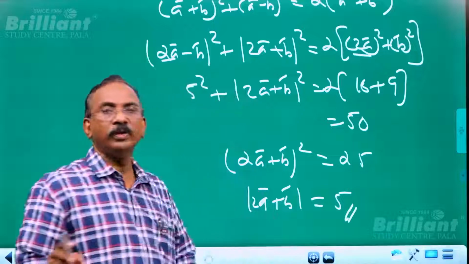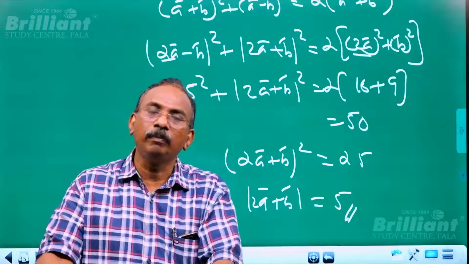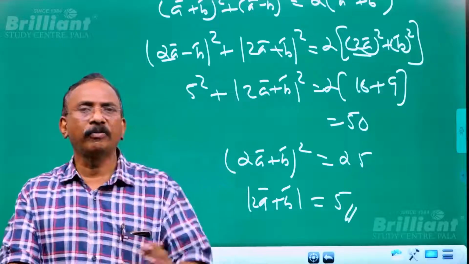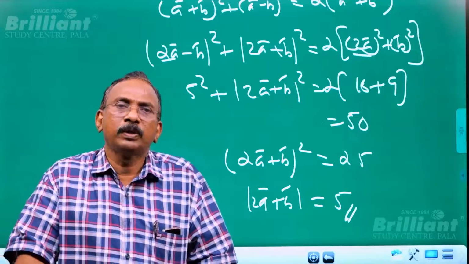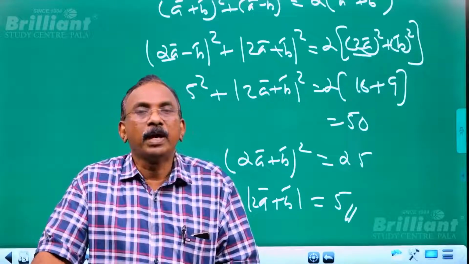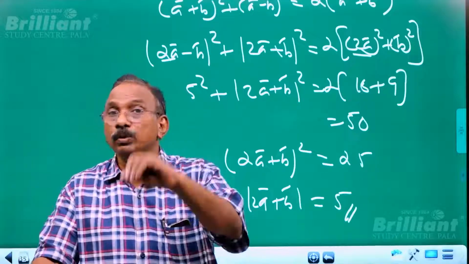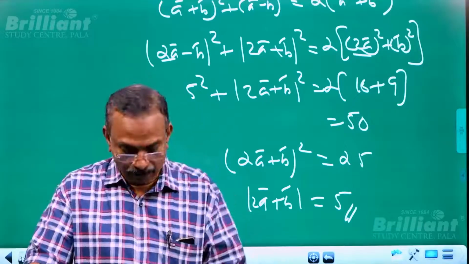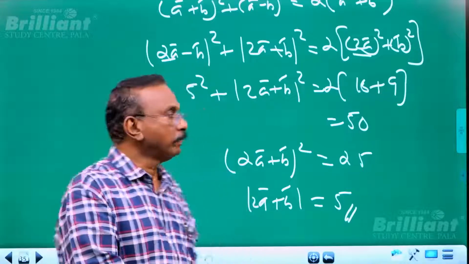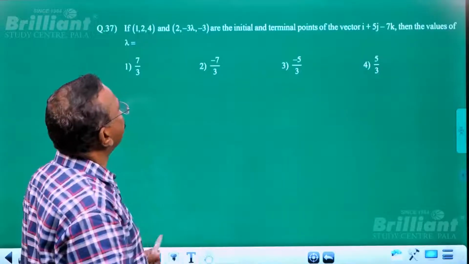So this is very simple. No need of finding any a or any b. We can simply use the direct formula: a bar plus b bar the whole square plus a bar minus b bar the whole square is simply 2 a square plus 2 b square. We can use the formula and come back to find the answer. Now you come to question number 37. It's a very simple problem.